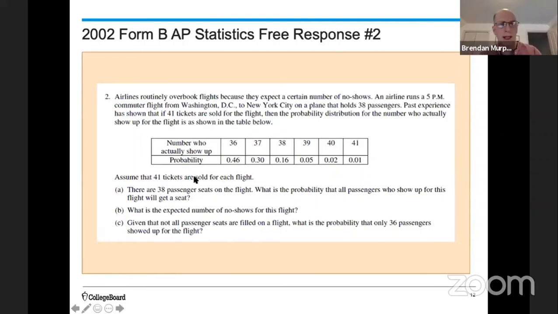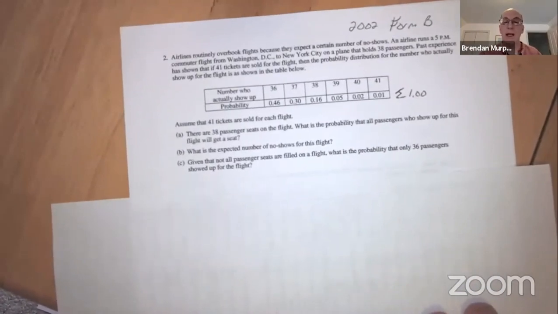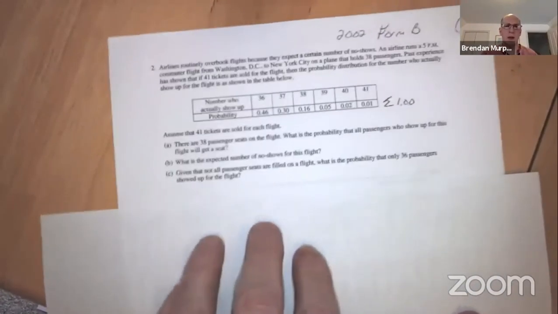Assume that 41 tickets are sold for each flight. So every flight, every day, 38 seats, the airline sells 41. Okay. I think I understand the problem. And again, I think I've said many times that it's well worth spending another 20 seconds, 30 seconds, whatever, really understanding the problem before you actually dive into the problem.